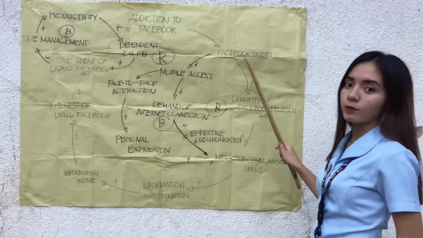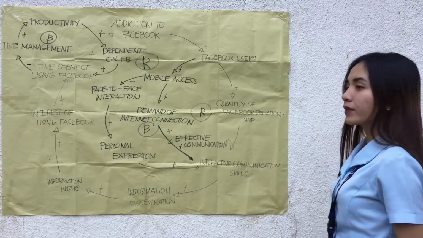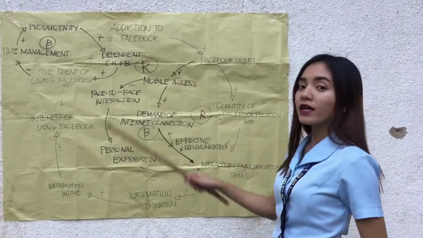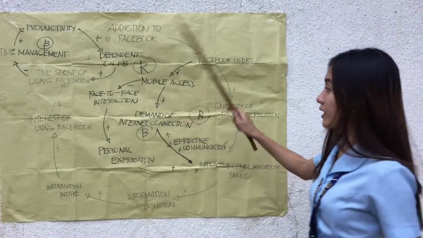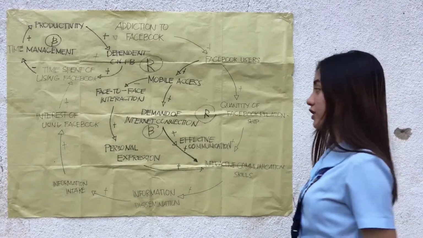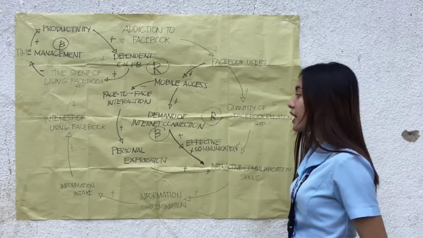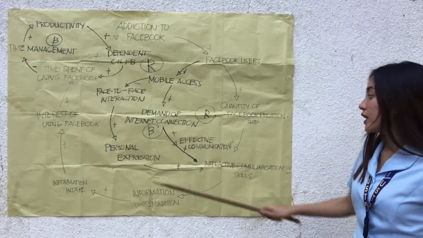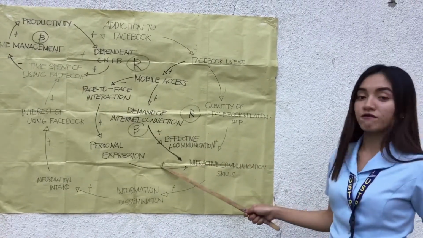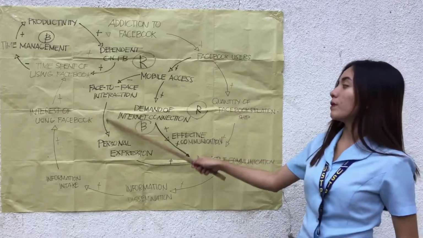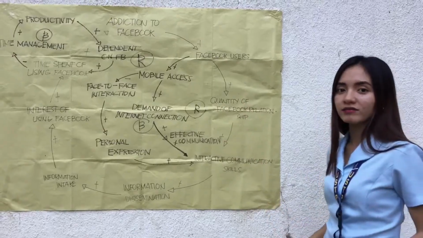If there would be Facebook users, the mobile access will increase, which leads to a positive polarity. If there is mobile access, the face-to-face interaction will decrease, which leads to a negative polarity. If there is face-to-face interaction, the personal expression will increase, which leads to a positive polarity. If there would be personal expression, there are interactive communication skills, which leads to a positive polarity. This loop is a balancing loop because it has a different direction.